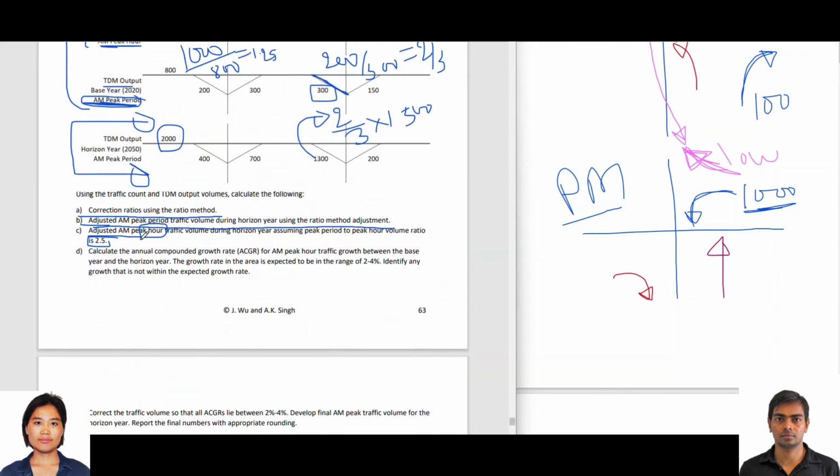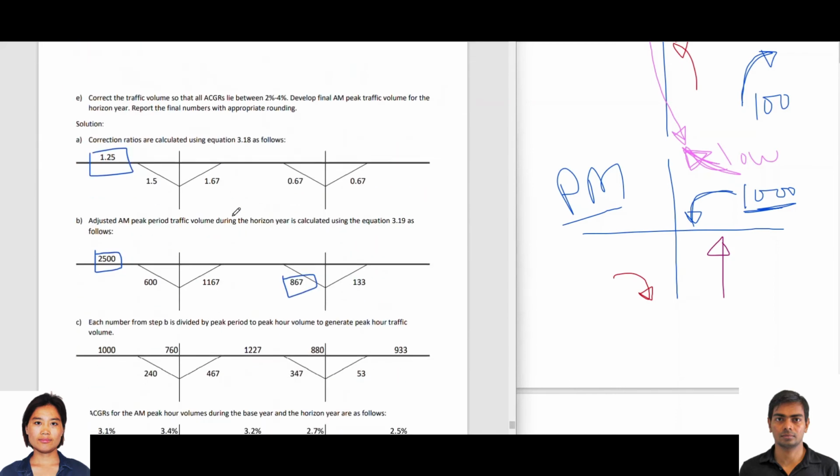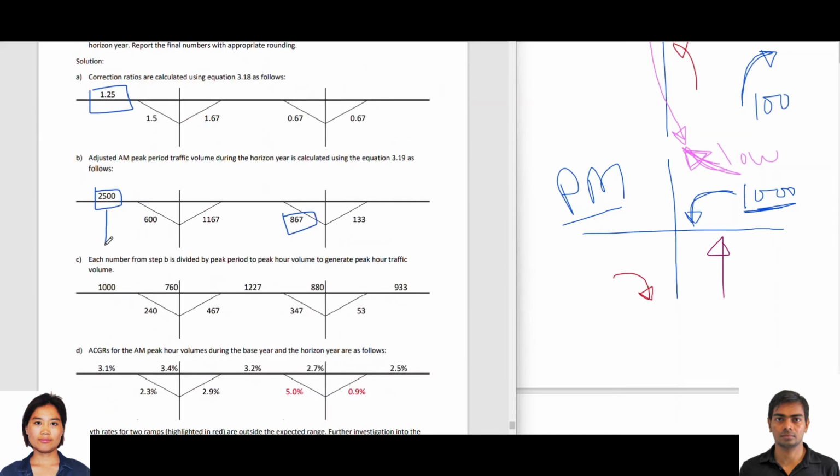Usually a single factor is used to convert peak period to peak hour and peak hour to peak period. So we are going to take this number and just divide it by 2.5. So this is the peak period divided by 2.5. 2500 divided by 2.5 is 1000 vehicles, and 600 divided by 2.5 is 240, and so on.